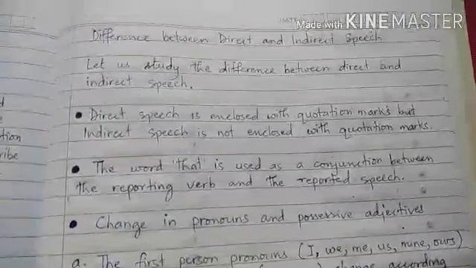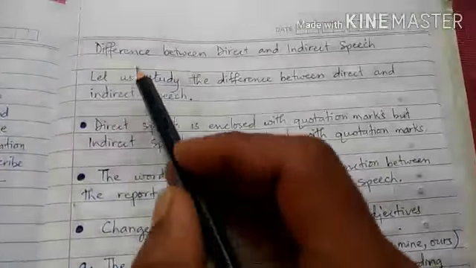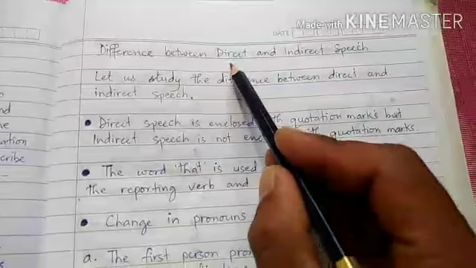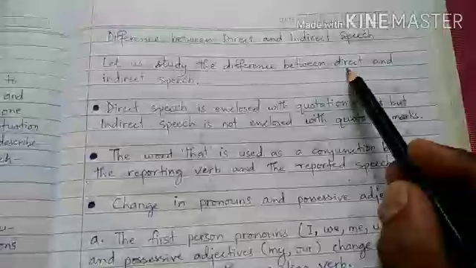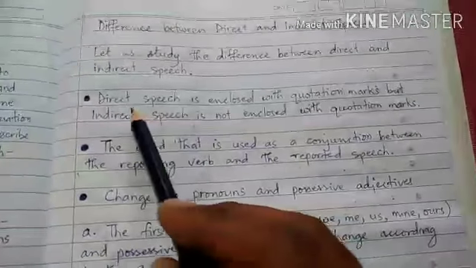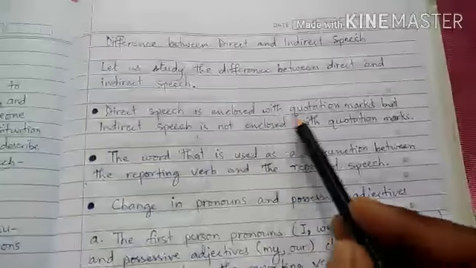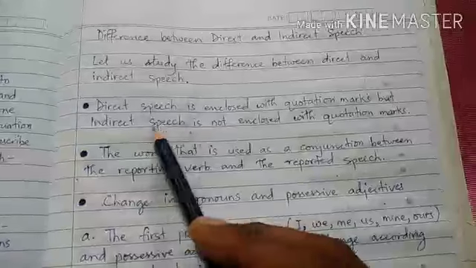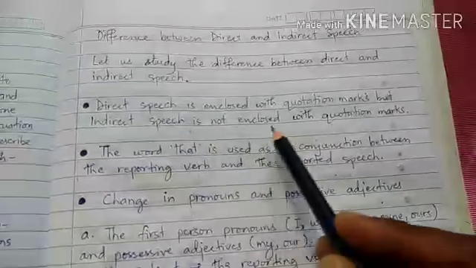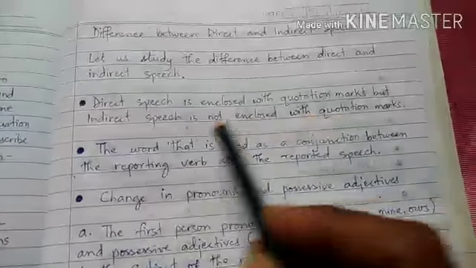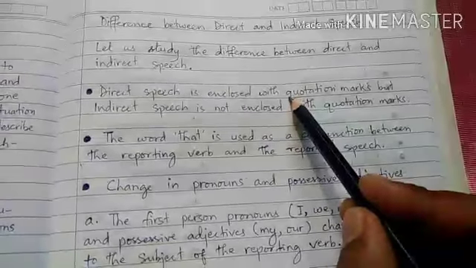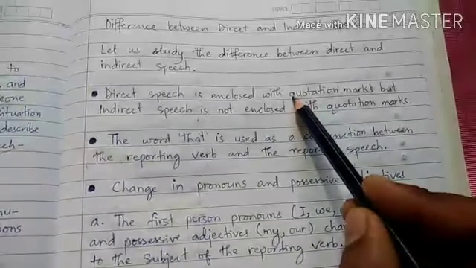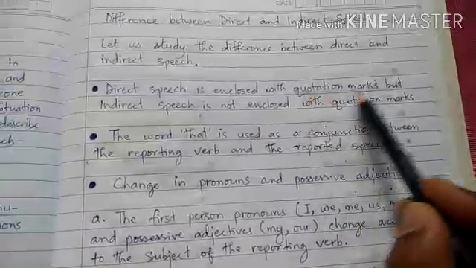Now let us understand what is the difference between direct and indirect speech. Direct speech is enclosed with quotation marks, but indirect speech is not enclosed with quotation marks. देखिए, डायरेक्ट स्पीच में जब भी हम सेंटेंसेस लिखते हैं, जो स्पीच रिपोर्ट स्पीकर के द्वारा बोला गया हुआ होता है, उसे हम कोटेशन मार्क्स लगाकर यूज करते हैं.